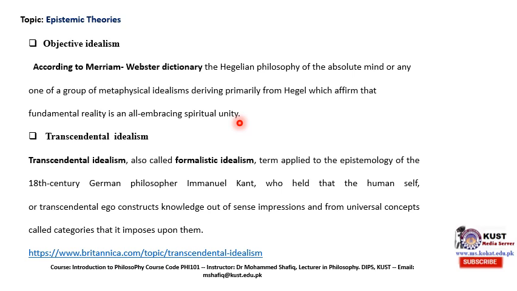And we have also transcendental idealism. Transcendental idealism, also called formalistic idealism, is a term that applies to the epistemology of the 18th century German philosopher Immanuel Kant, who held that the human self or transcendental ego constructs knowledge out of sense impressions and from universal concepts called categories that it imposes upon them. So, as we discussed in the previous slides, and I gave that example of an apple, there are two things for Immanuel Kant: one is phenomena and the other is noumena.